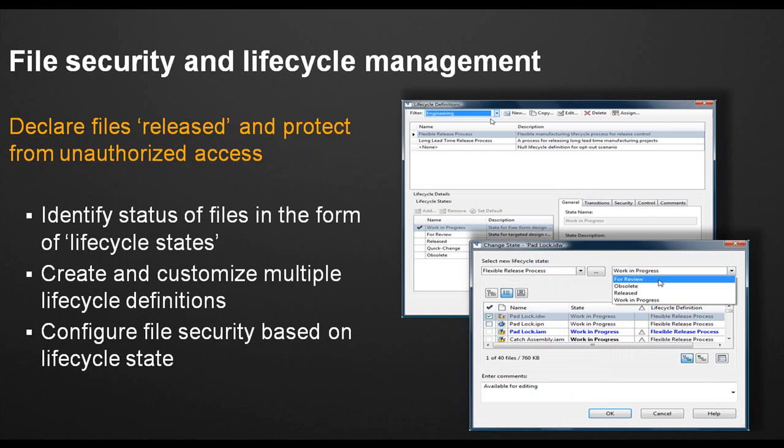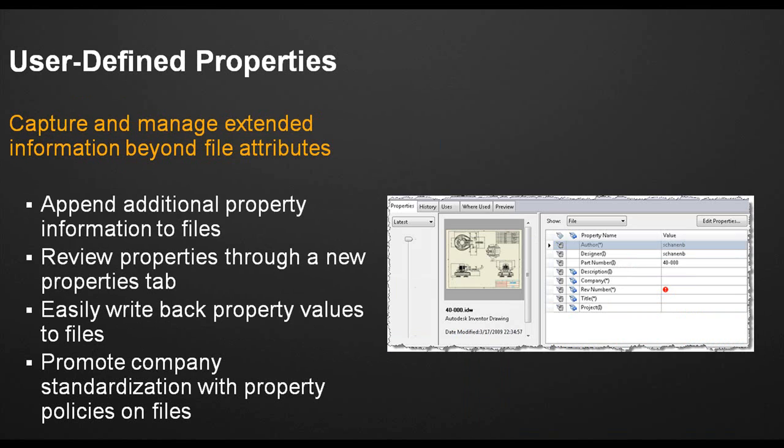Vault Workgroup provides file security and lifecycle management, allowing you to declare exactly what does released mean and protect files from unauthorized access. You can configure multiple lifecycle definitions and file securities based on user roles, lifecycle states, and the needs of your downstream Vault consumers.